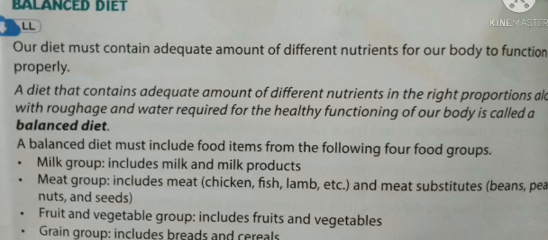Our diet must contain an adequate amount of different nutrients for our body to function properly. It is called a balanced diet when it contains adequate amounts of different nutrients in the right proportions, along with the roughage and water required for the healthy functioning of our body. A balanced diet must include food items from the following four food groups: milk group, including milk and milk products; meat group, including meat of chicken, fish, lamb, etc., and meat substitutes like beans, peas, nuts, and seeds; fruits and vegetable group, that includes fruits and vegetables; and lastly, grain group, that includes breads and cereals.